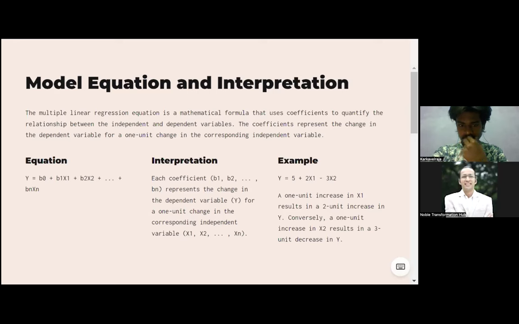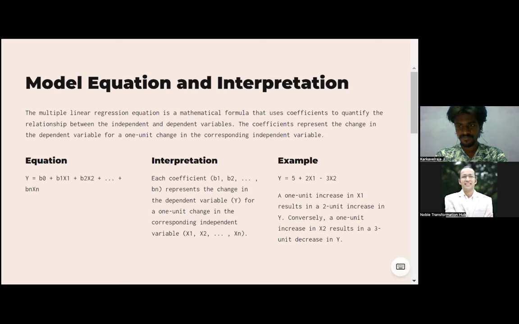Okay, so an example can be y equal to 5 plus 2x1 minus 3x2. A one unit increase in x1 results in a 2 unit increase in y. Conversely, a one unit increase in x2 results in a 3 unit decrease in y. That is what it is. So when you see y equal to 5 plus 2x1 minus 3x2, this is how y increases, and then it decreases. This is the actual magic in the equation, in the algorithm, the model.